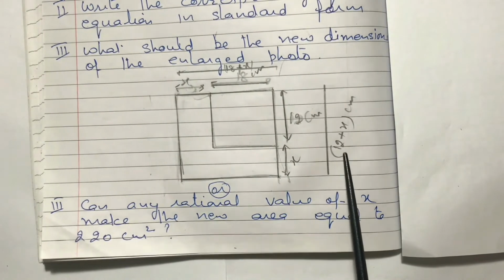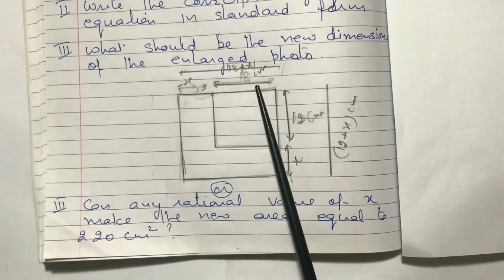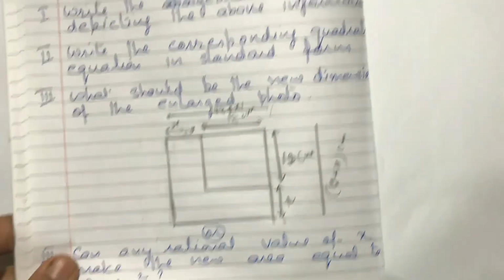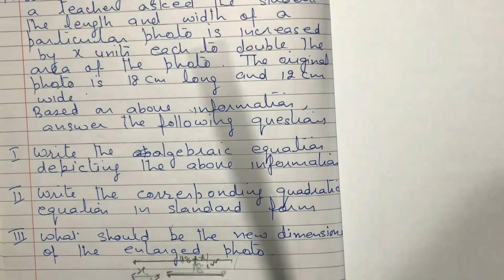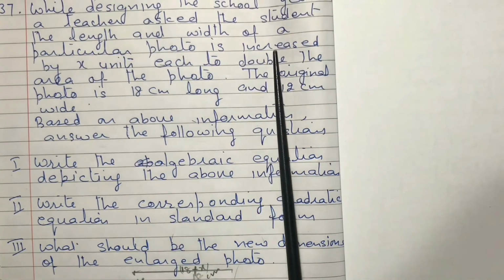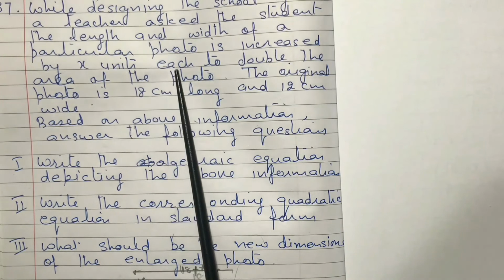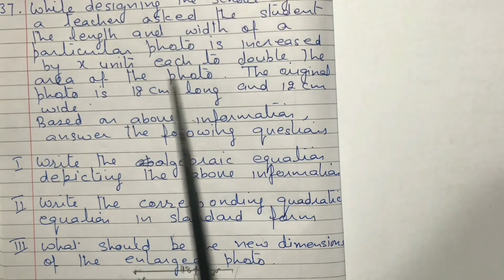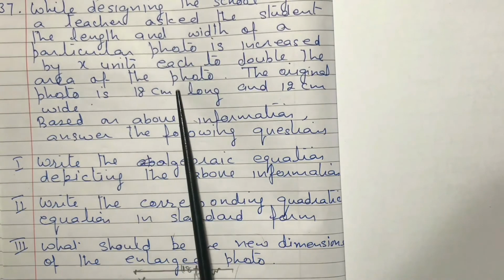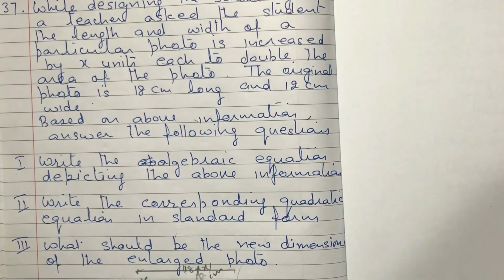Its new area is (12 + x)(18 + x) centimeter. Now according to the question, the length and width of a particular photo is increased by x units each to double the area of the photo. So here our algebraic equation will be formed. On the next page I have made it.